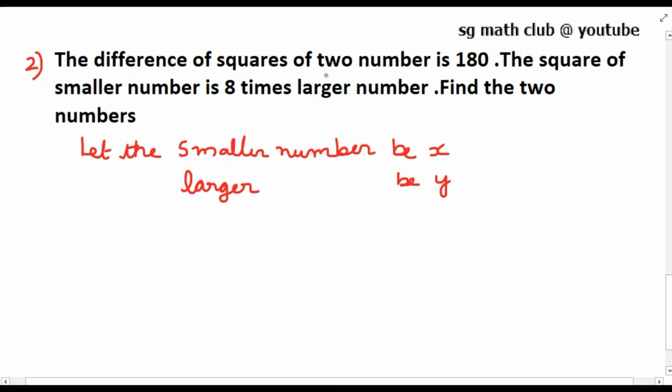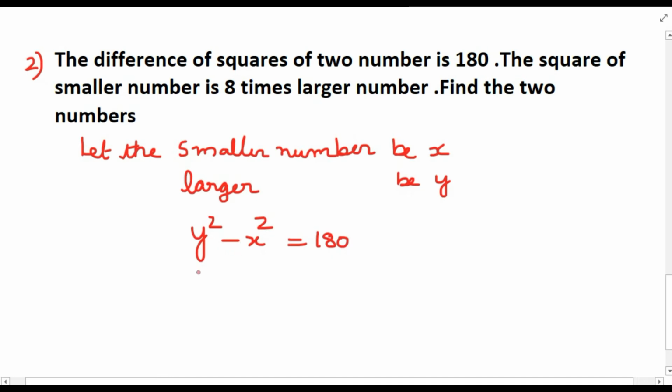Now the difference of squares of two numbers. That means larger number minus smaller number. If you write x square minus y square, you will go wrong. So please write y square minus x square, because it is larger number minus smaller number. Square of the larger number minus square of the smaller number is 180. And also they have given the square of the smaller number is 8 times the larger number. So give this equation number 1 and this is equation number 2.